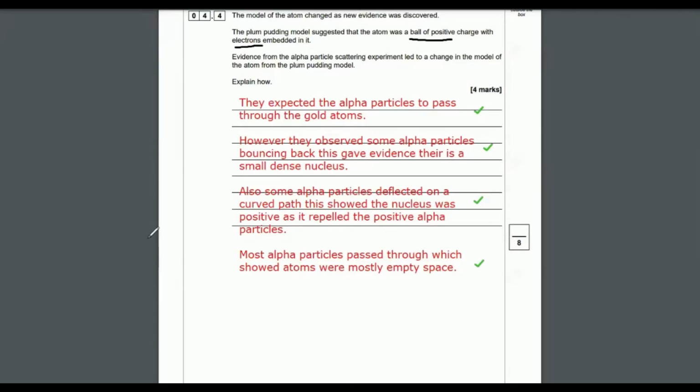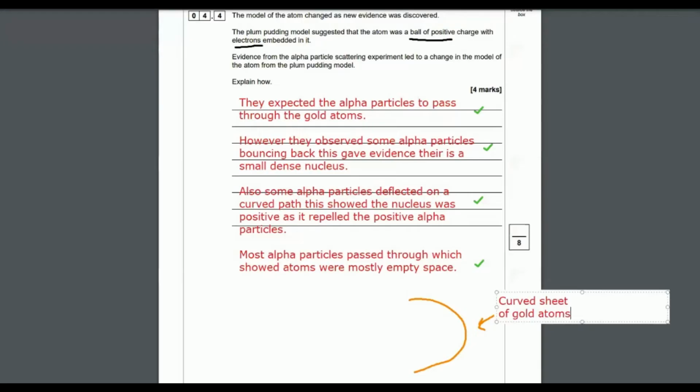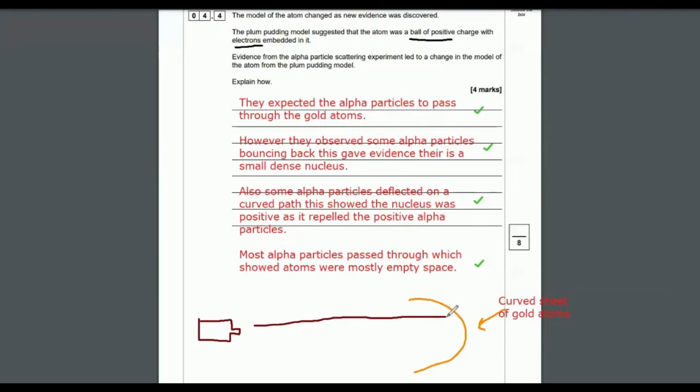And the fact that some curved through told them that the nucleus was positive. So they did learn that the nucleus is positive from this experiment. And they learned that it's small and dense. And they learned that most of the atom is empty. And later on, Niels Bohr proposed the different shells, the different quantum levels for the electrons.